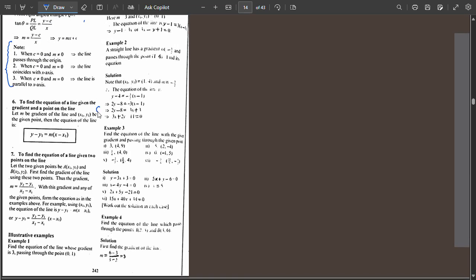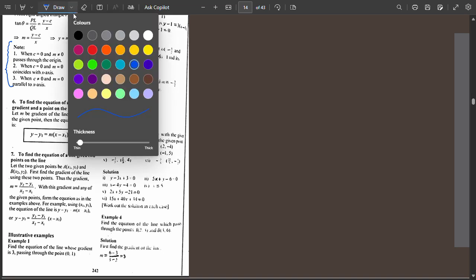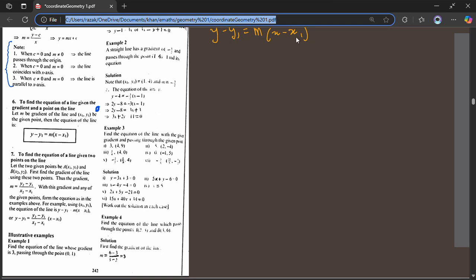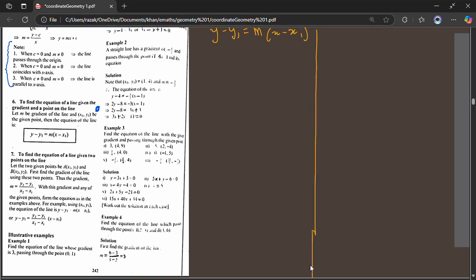Sixth one, to find the equation of a line given the gradient and a point on the line. When you have the gradient of a line and a point on the line, to find the equation of the line, use this. This is the equation we use, so you have to memorize it.